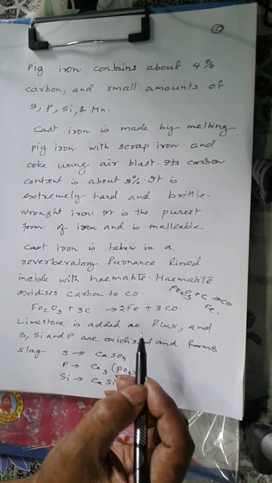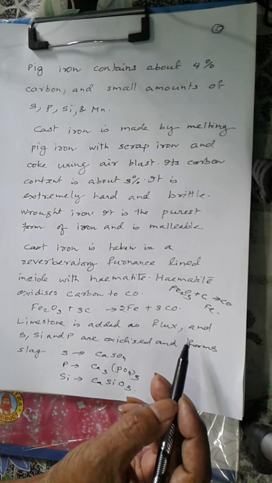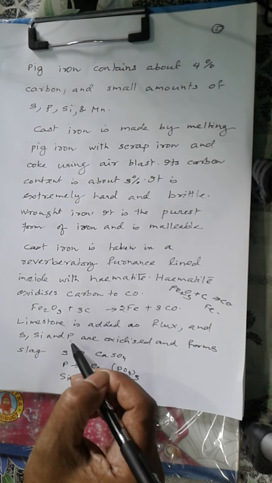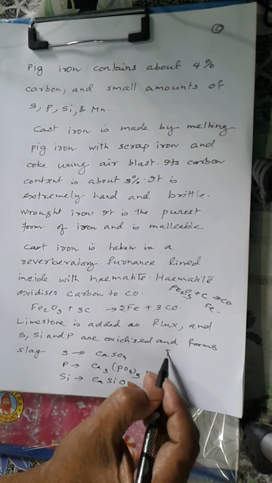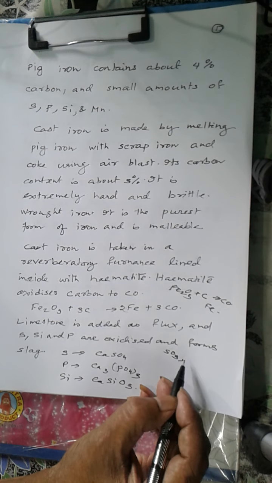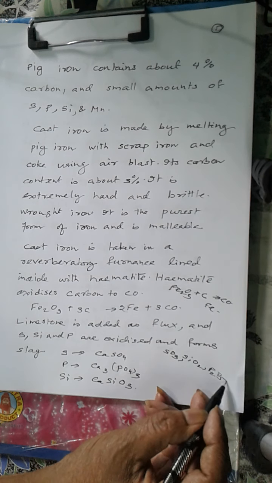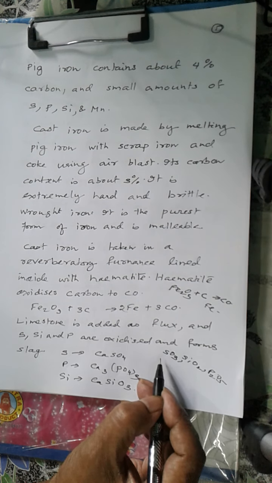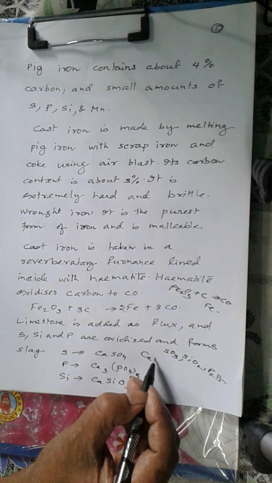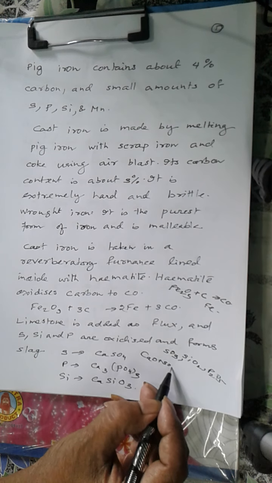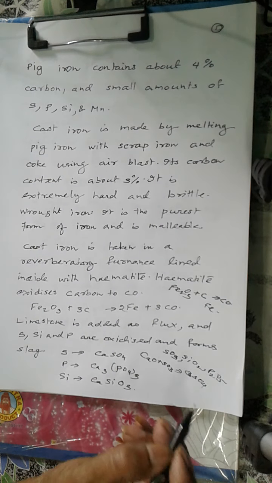Now limestone, that is calcium carbonate, acts as a flux, and sulfur, silicon and phosphorus are oxidized to their oxides: sulfur dioxide or sulfur trioxide, silicon dioxide, phosphorus pentoxide. Now calcium oxide combines with sulfur trioxide, CaO plus SO3 giving CaSO4. So that may be considered as a slag.